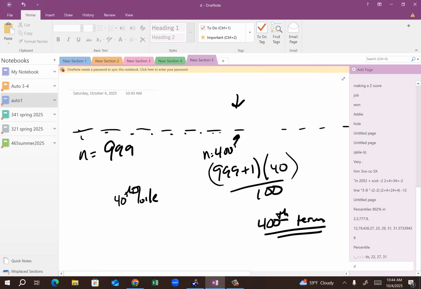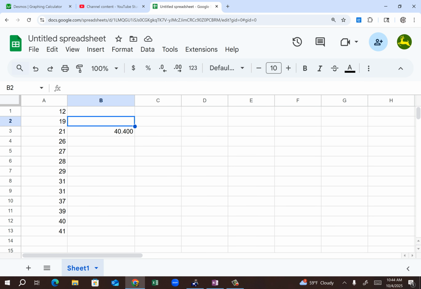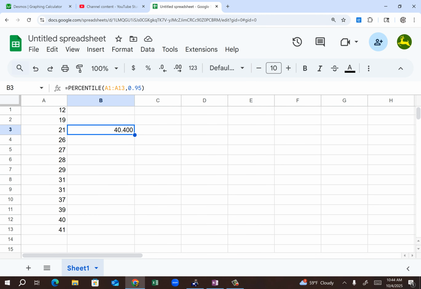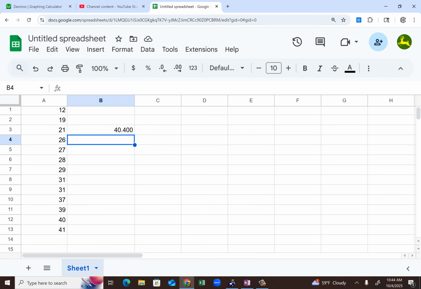Okay. Now, let me show you what Google Sheets looks like. Let me pull this one up here. I did this one earlier, except I'm going to delete that because I don't remember what I was doing. Again, Google Sheets uses a different recipe.